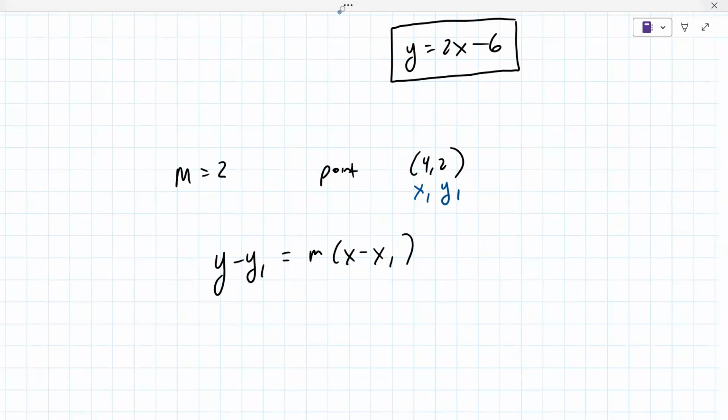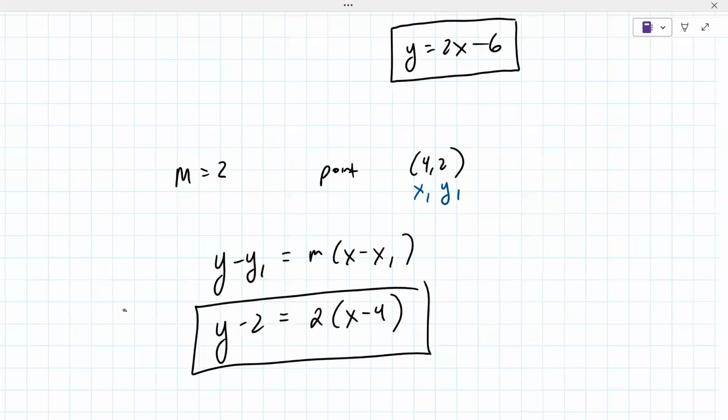So could you try writing this for us? y minus 2 equals 2 parentheses x minus 4. There you go. That's perfect. All right. So you got a little extra out of that one.